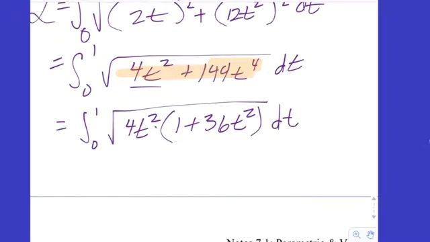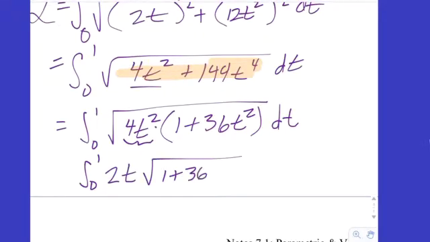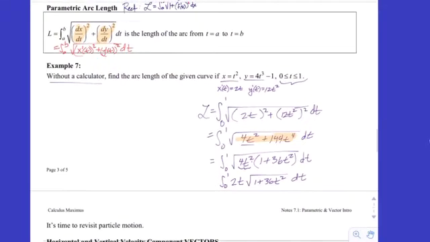Now, why is that significant? Now I do have 2 factors, and now I can take the square root of each factor. Well, the first factor, the one that we factored out, which is why I wanted you to say 2 instead of 4, what's the square root of 4t squared? 2t, and then times 1 plus 36t squared. And now I might be able to do it as pattern recognition.